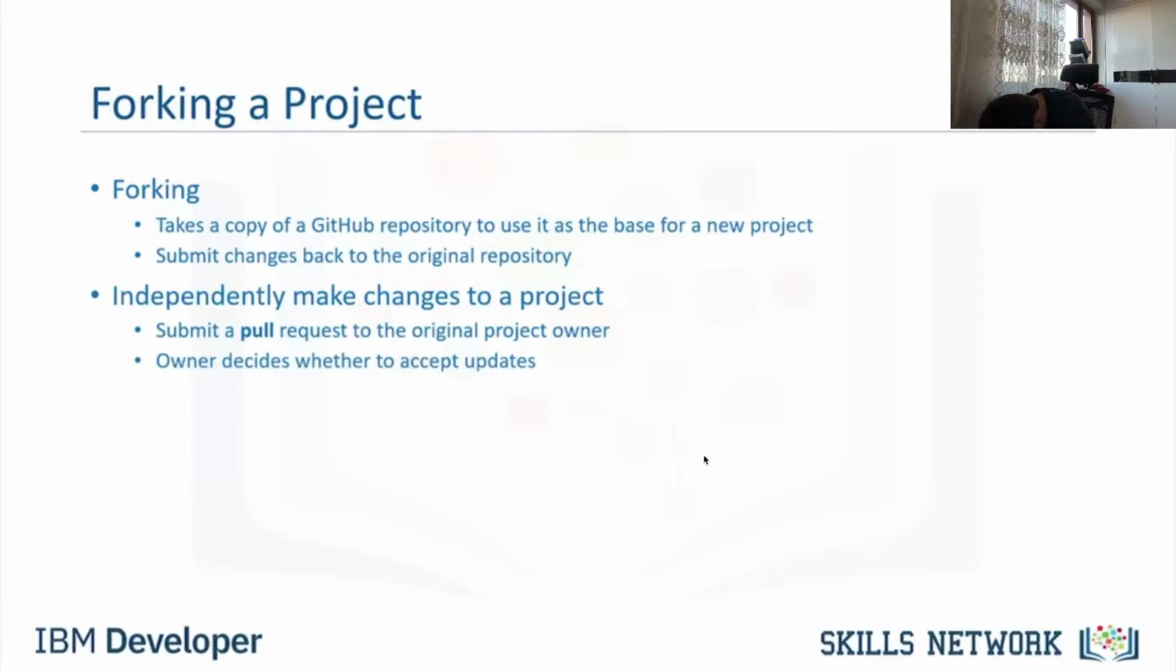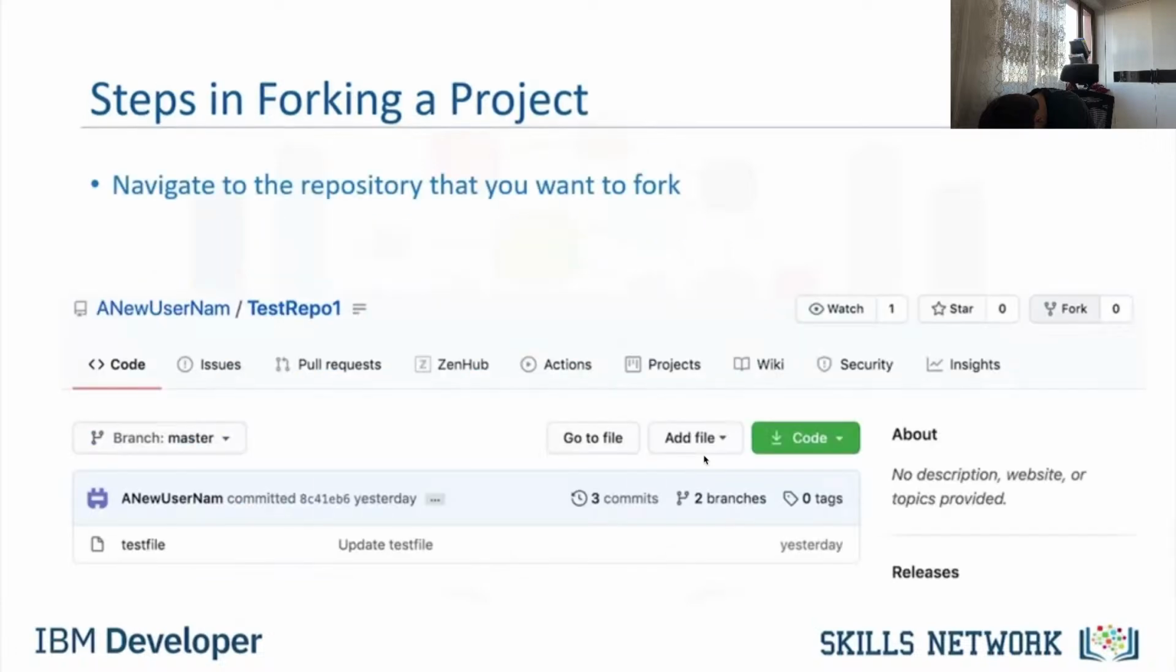It is often a legal requirement to keep a copy of the license file. Even if no legal requirement exists, it's good practice. Navigate to the repository that you want to fork. In the top right corner, click the Fork button.